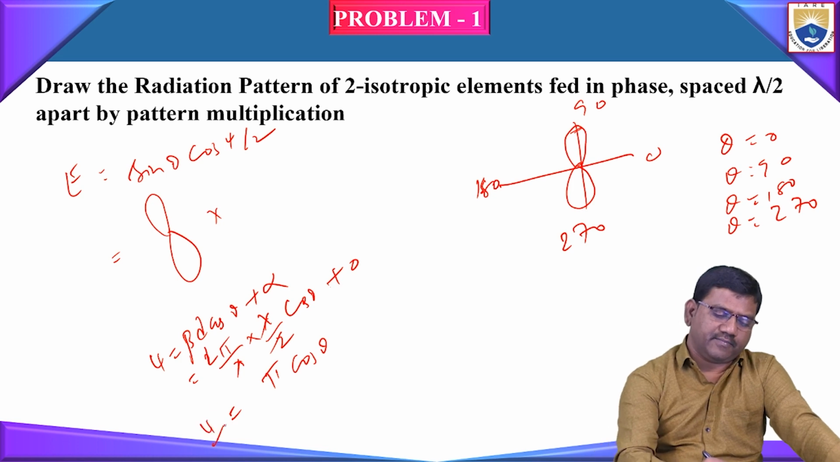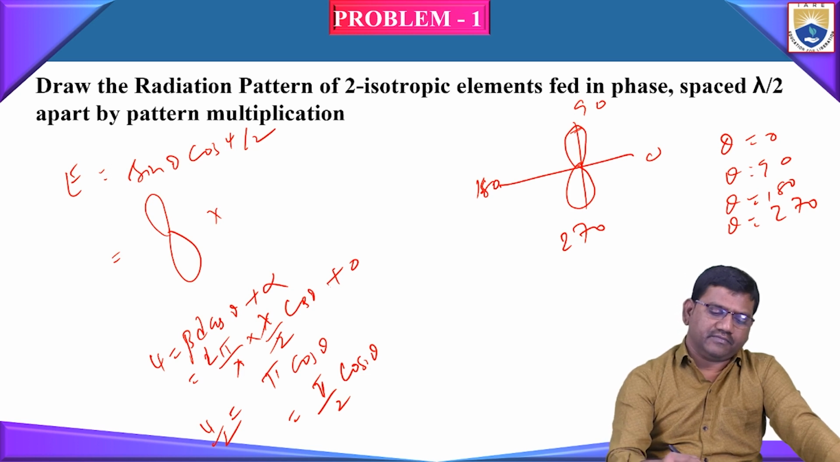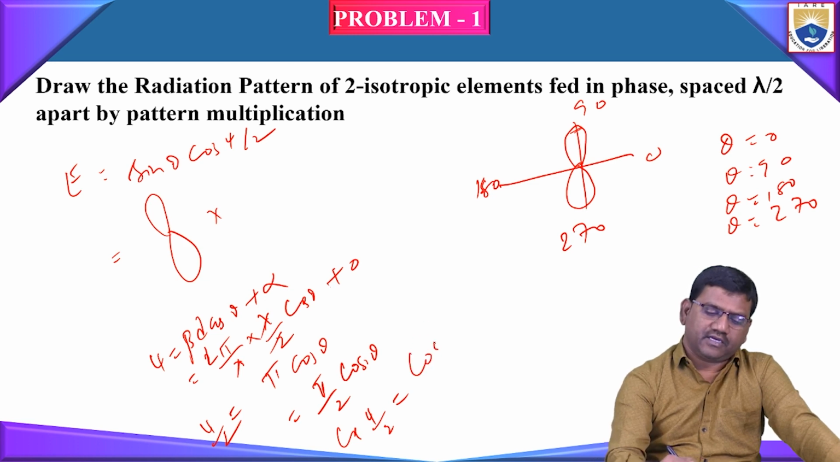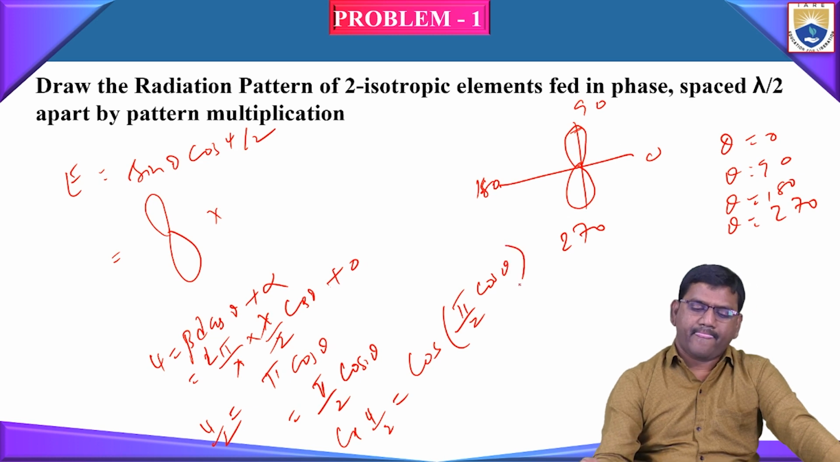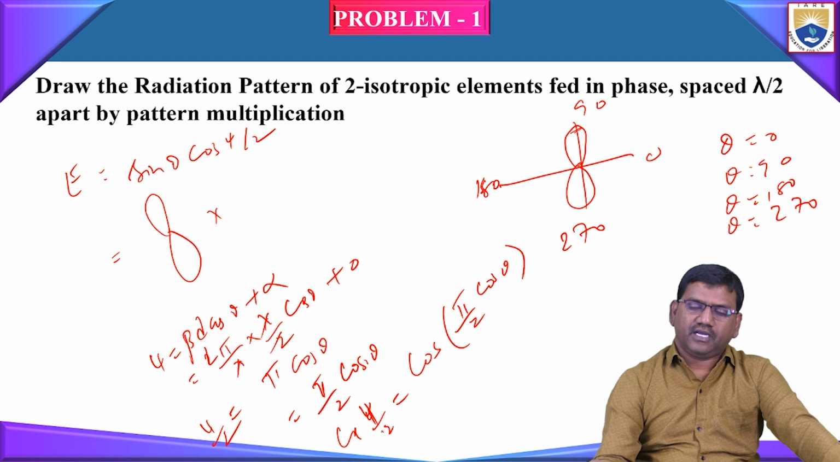So what is psi by 2 here? Psi by 2 is equal to pi by 2 cos theta. So cos psi by 2 is equal to cos of pi by 2 cos theta.